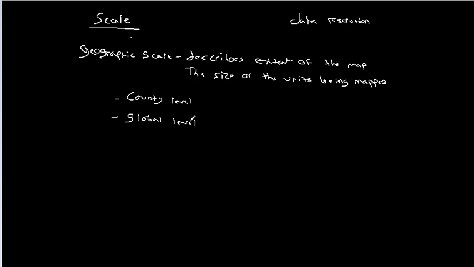I'm using level here, but in this particular case, level and scale, I'm using those terms interchangeably. So you could have the county scale, the global scale, the state scale, right? All these different geographic terms are being applied to geographic scale to describe the extent of the region being mapped. So if I were to say, hey, we're making a map at the global scale or global level, that means our map is going to show the entire globe.